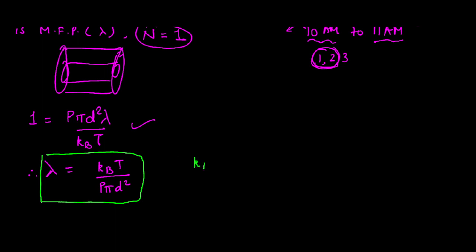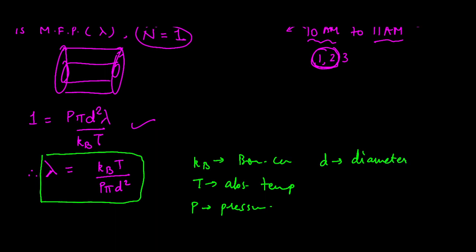What are all the terms? kB, you know, is the Boltzmann constant. T is the absolute temperature, P is the pressure of the gas, d is the diameter of the molecule.